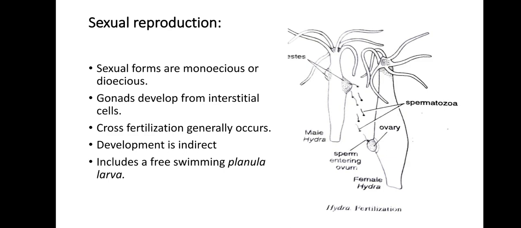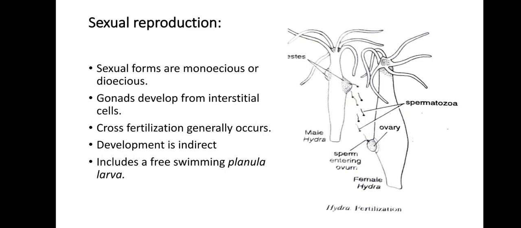Sexual reproduction: here the members can be either monoecious or dioecious. That means either both male and female reproductive organs, the gonads, can be found in the same individual, or they might be found in different individuals. Oikos means house, mono means single. So if there is only one animal with both gonads, it is monoecious. If there are two different animals with male and female gonads present in different animals, then it is called dioecious.